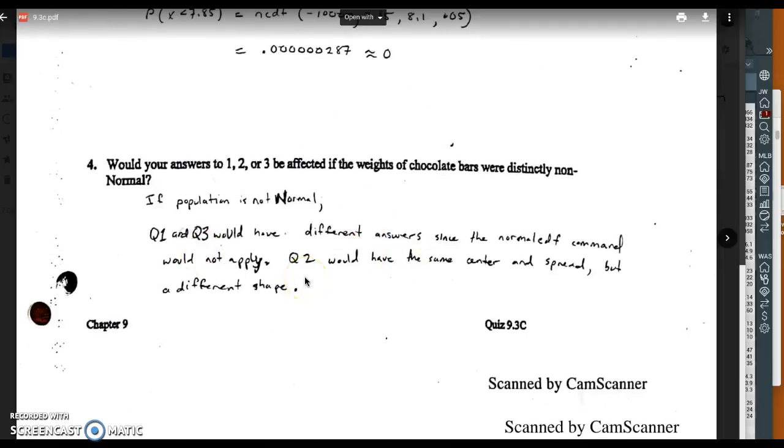So that's question 4. That's the whole thing. This is a pretty quick, relatively easy quiz, I think.